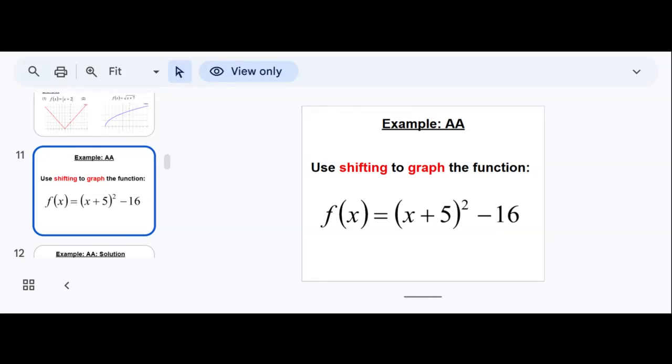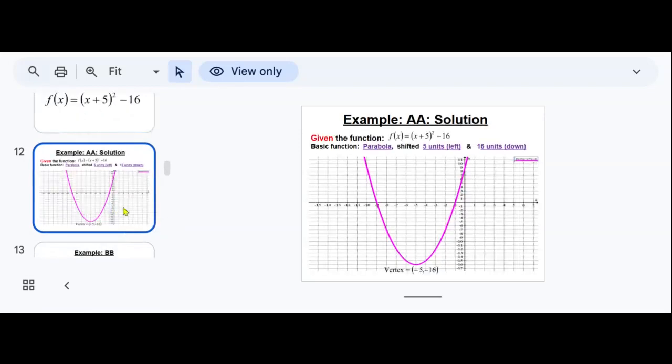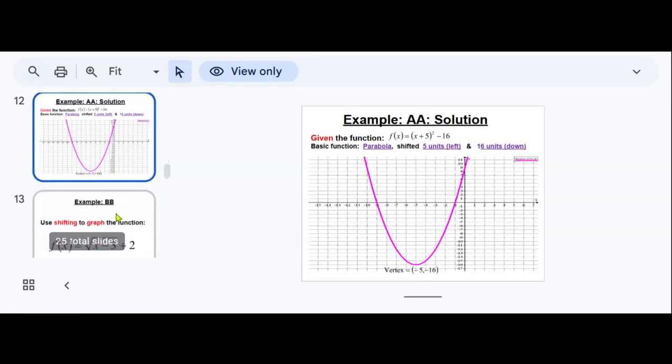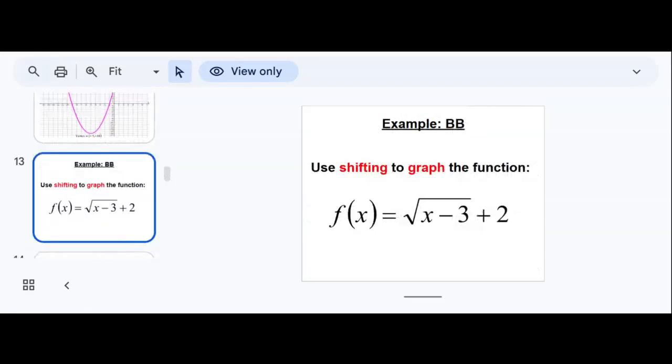So what shape will this be if you're smart? Where is the vertex point? It's going to be at minus 5, minus 16. It will be a U shape. Let's check this. Okay. We are correct. So the remainder of that lesson is the same thing.